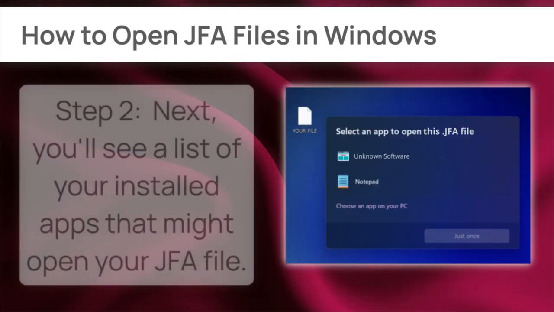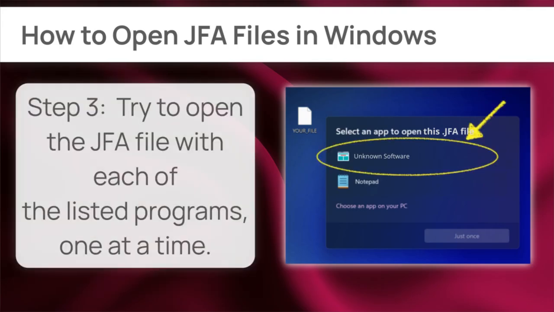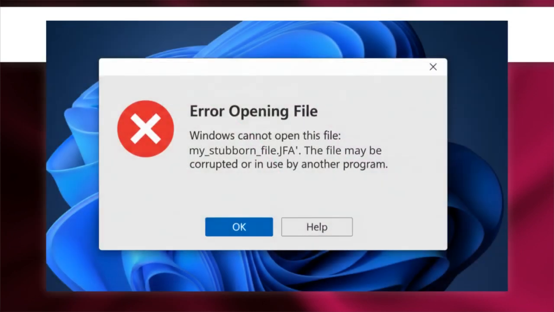Right-click the JFA file and choose Open With. Use unknown software first. If it's absent, select another program. This test sequence is necessary for all stubborn JFA files. If the JFA file is still refusing to open, it's expected. It's just a no-go for the main program.